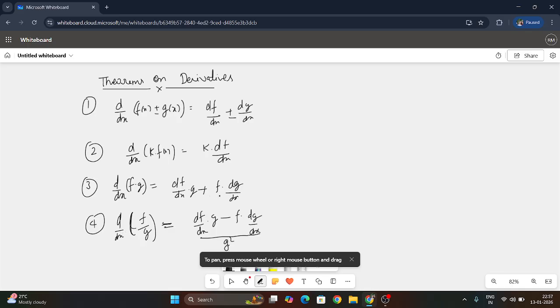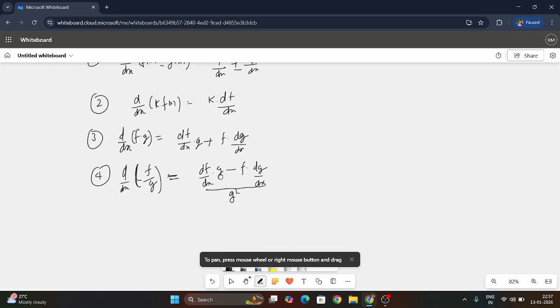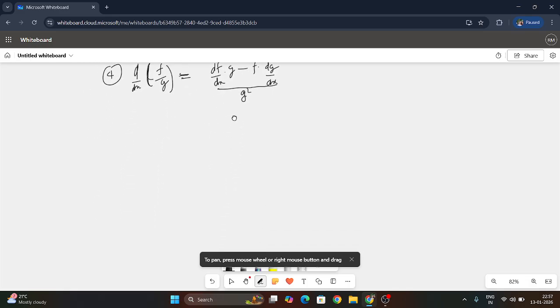So let's see some problems based on these theorems. Okay, and I think it is clear to you. And let's take the first problem.